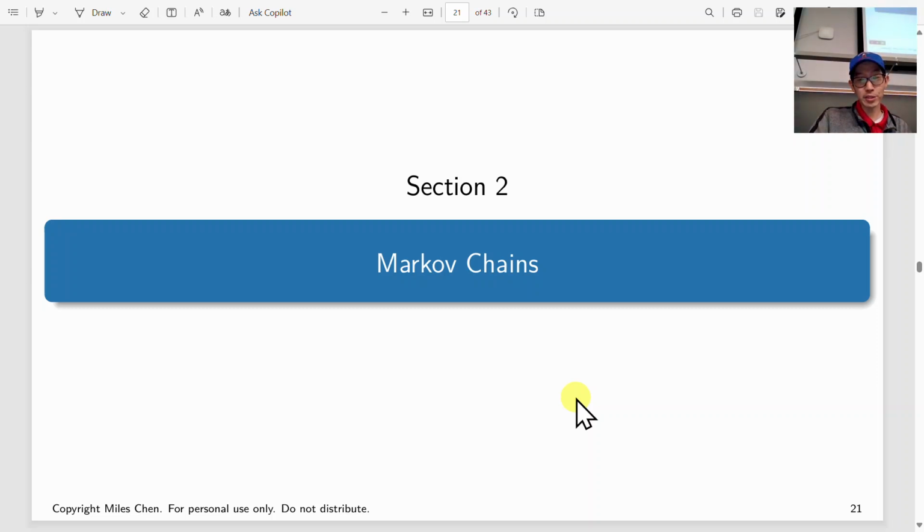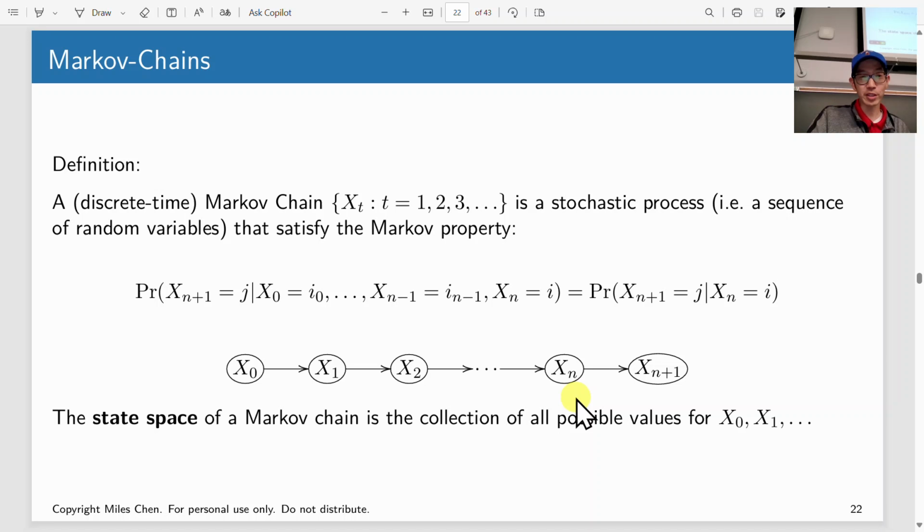So let's introduce Markov chains to start off with. We are going to start off with the discrete time Markov chain. There are continuous time Markov chains, but we'll stick with the discrete one. This is not a stochastic processes class. In a discrete time Markov chain you have time one, time two, time three, time four, so on and so forth, countable, and it's a stochastic process.